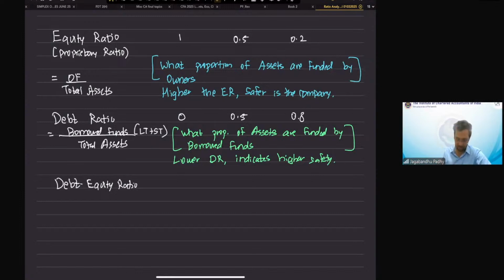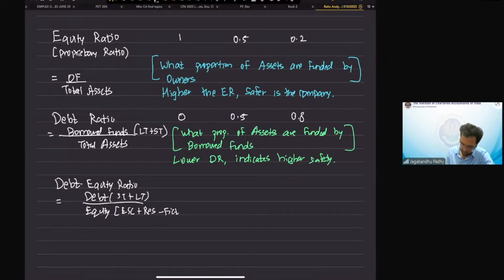So let us say debt equity ratio. The debt equity ratio is simply, as the name says, debt, which will include both short term and long term, divided by equity. Now, equity means equity share capital plus reserves minus any fictitious assets.